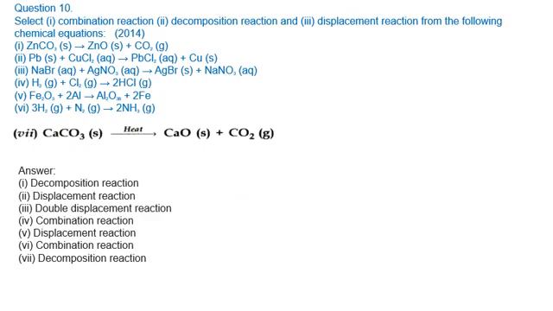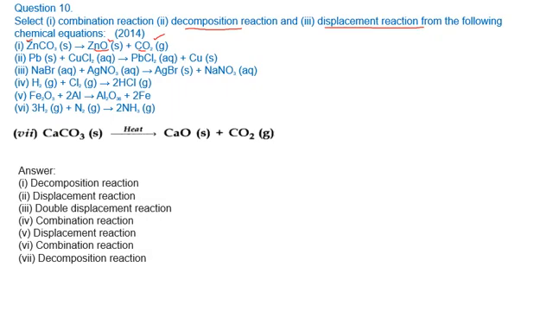Coming to the next, select combination reaction, decomposition reaction, displacement reaction from the following chemical equations. So it's very easy. Zinc carbonate gives you zinc oxide and carbon dioxide. There is one reactant and two products. So definitely it is a decomposition reaction.